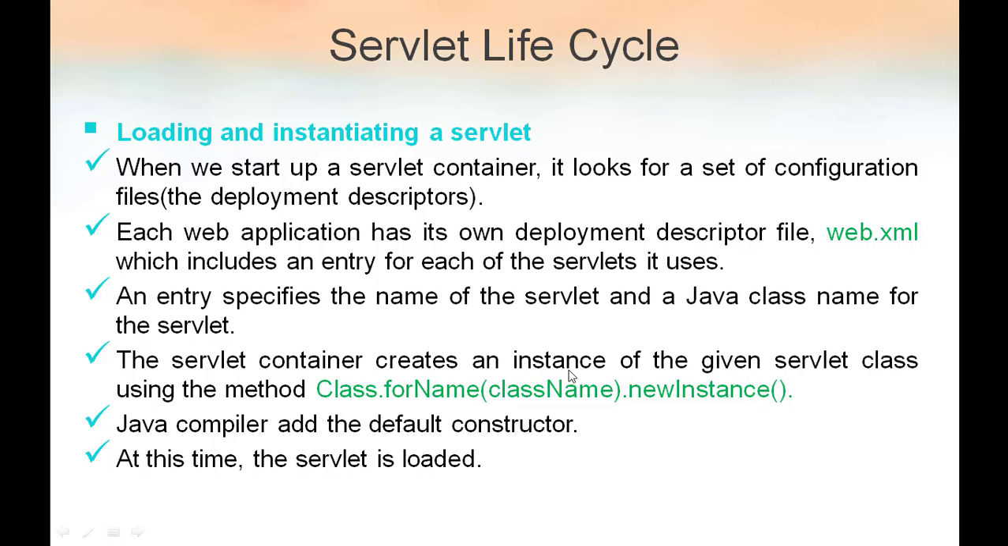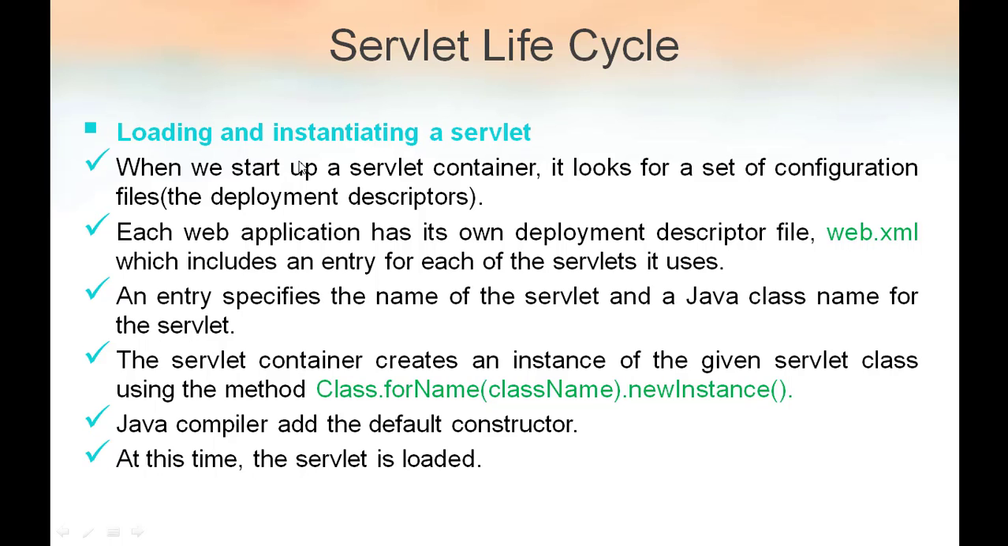The servlet container creates an instance of the given servlet class using the method Class.forName. Here we need to pass the class name dot newInstance method. This method is used to create a new instance. The Java compiler is used to add the default constructor. At this time, the servlet is in the loaded state.